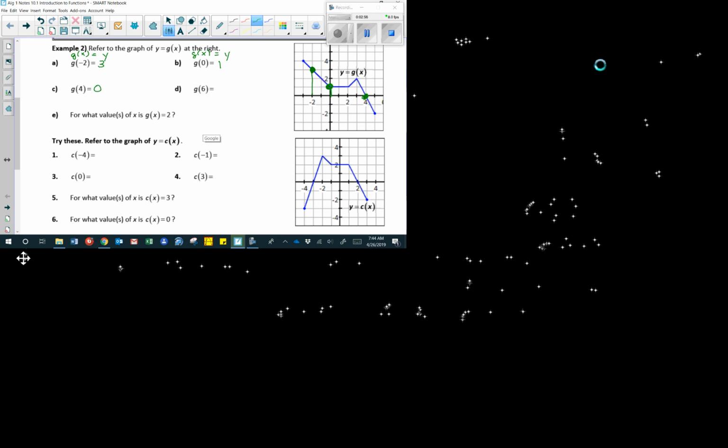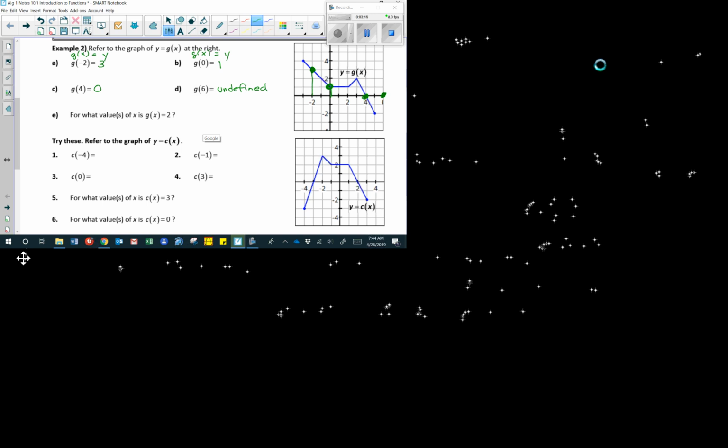For D, if we go to the point on the graph where x is equal to 6, what you'll notice is there is no y value. And so what we can say about g of 6 is that it is undefined. The graph does not tell me a y value, so g of 6 is undefined.